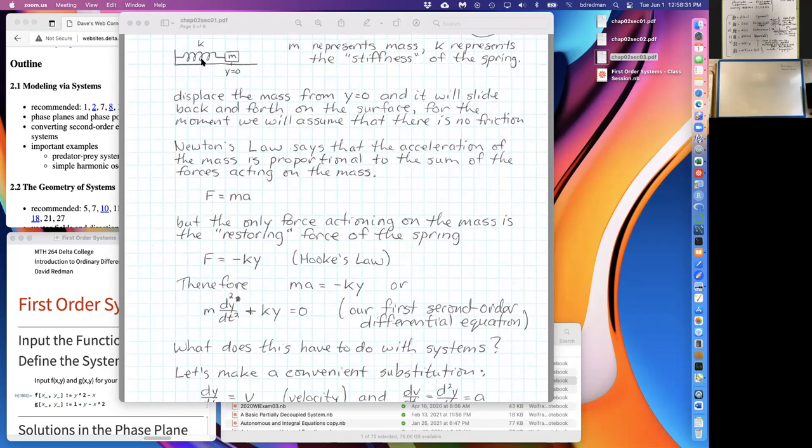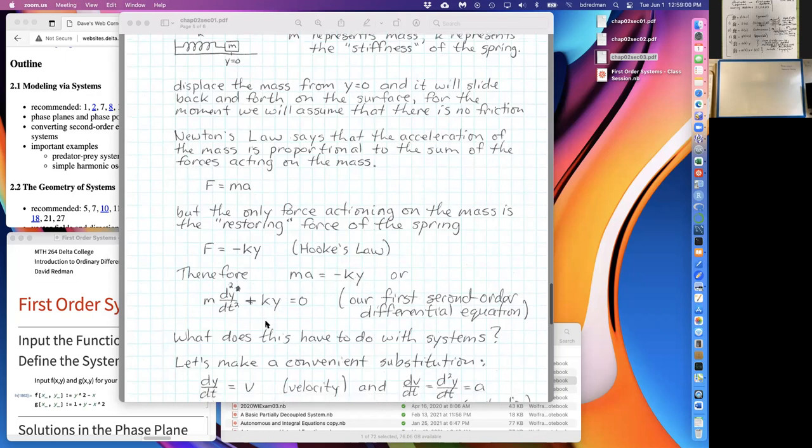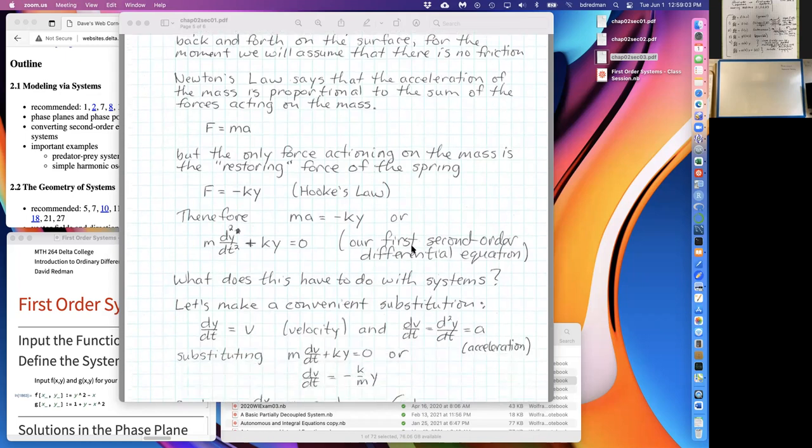But in this case, the only force acting on the mass, since it's a frictionless table, is what's called Hooke's law, the restoring force of the spring. If you pull one way, the spring pulls the other. And again, proportionally. So since Hooke's law is the only force acting on the spring, then the sum of all forces, M times A, is equal to the restoring force of the spring, minus K times Y. So we have our first second order differential equation, M times d squared Y dt squared, second derivative of Y with respect to T, plus KY is 0.